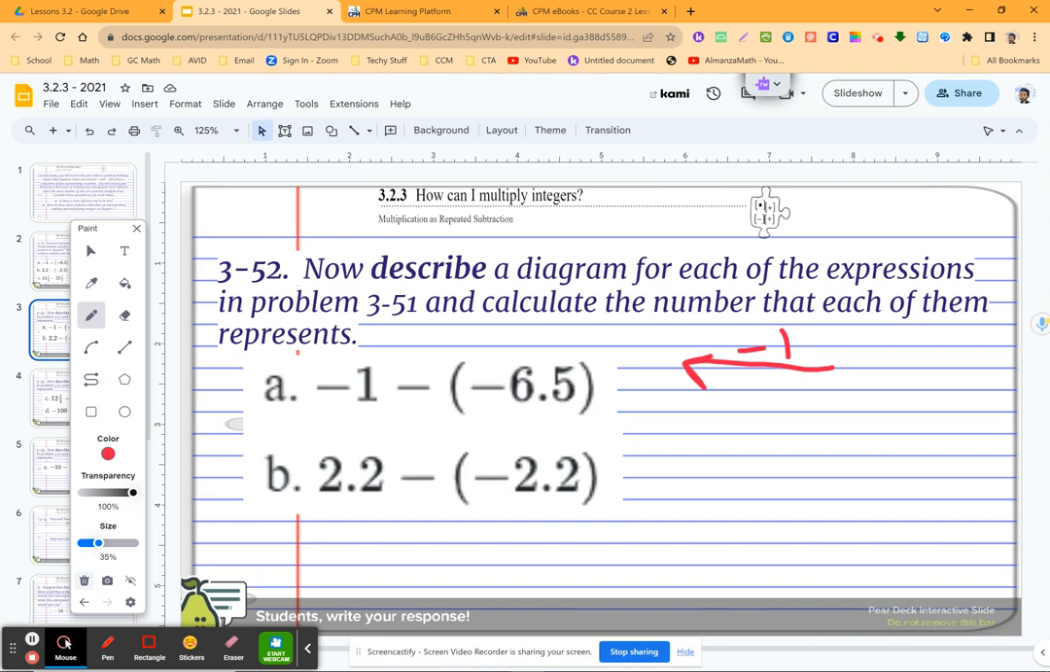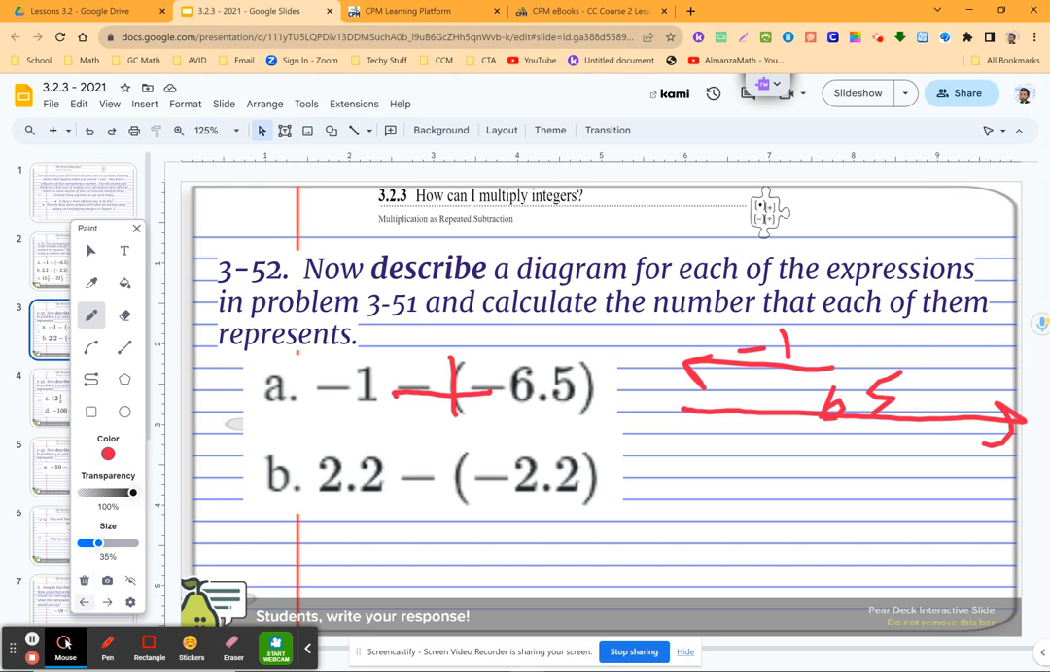So what happens when we subtract 6.5 negatives from one negative? The drawing with plus and minus tiles, we would have to add a bunch of zero pairs. But since we learned yesterday this little shortcut, I can just change this minus negative to a plus. So -1 minus -6.5 would look like this. Feel free to describe that on your Pear Deck. Pause the video if you need time to do that.